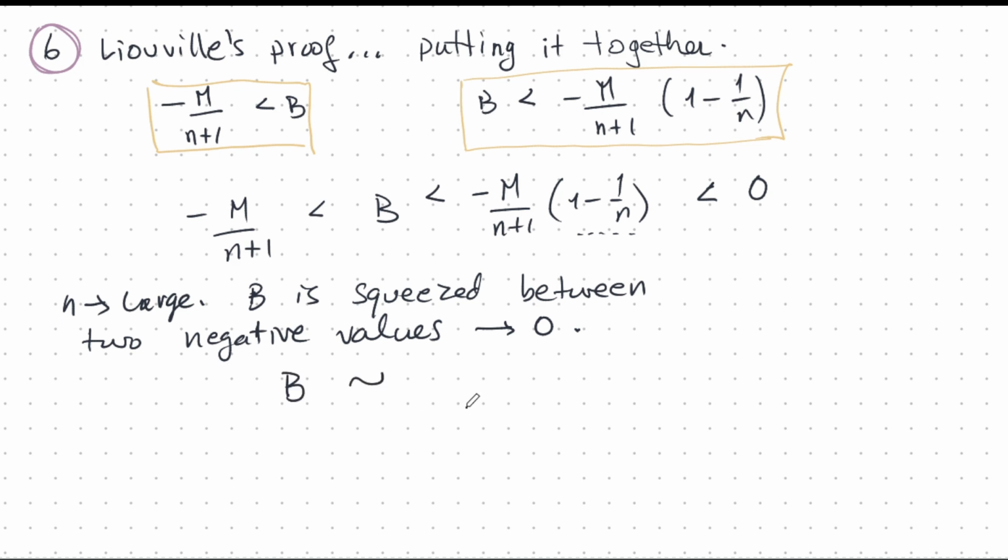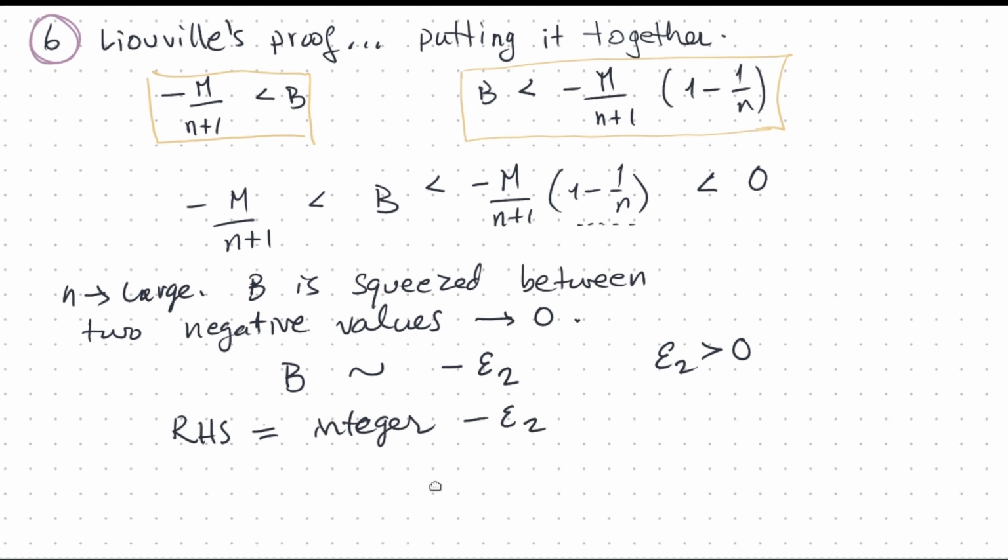B then can be made as small as I want. I just choose a sufficiently large n to make it all work out. And I can say B approaches, I'll put a negative in front of epsilon 2 to stress that it's a negative number. And I'll take epsilon 2 to be some really tiny positive number. So there we go. And so from this, we see that the right-hand side is an integer minus epsilon 2.